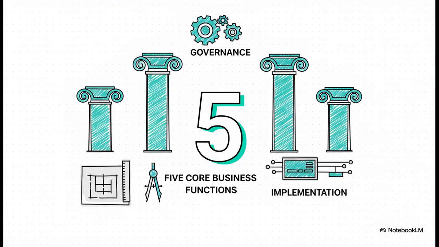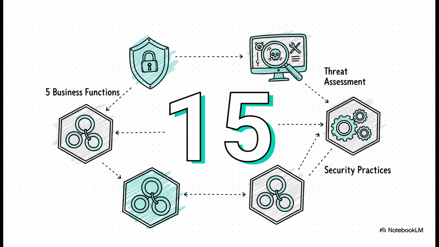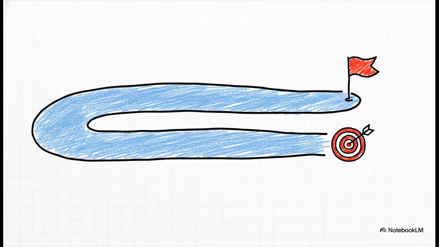At the very top, the big picture level, the model is built on 5 core business functions. These are really the pillars that support your whole software lifecycle. You've got governance, design, implementation, verification, and operations. Now, under each of those 5 functions, there are 3 specific security practices. So that gives us 15 in total. These are the key areas of activity, things like threat assessment or secure build. And we can get even more granular from there.